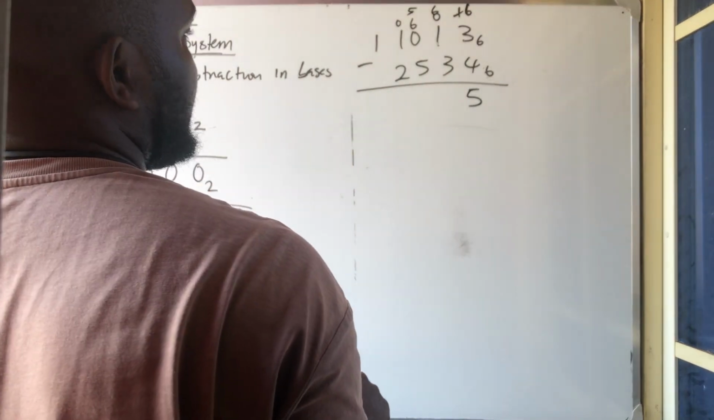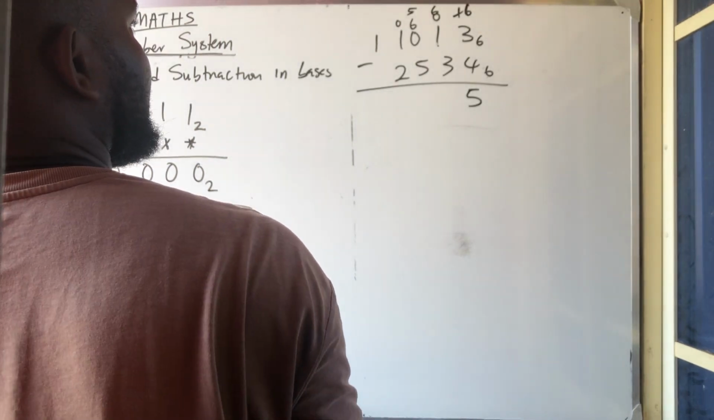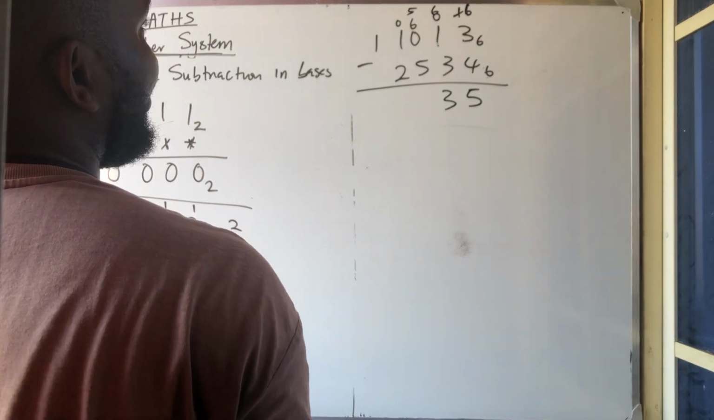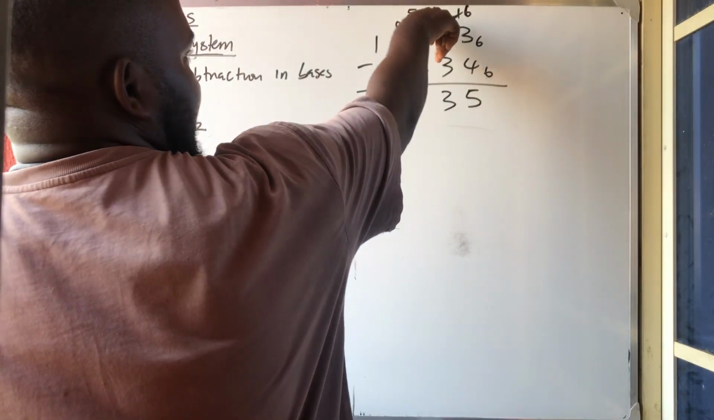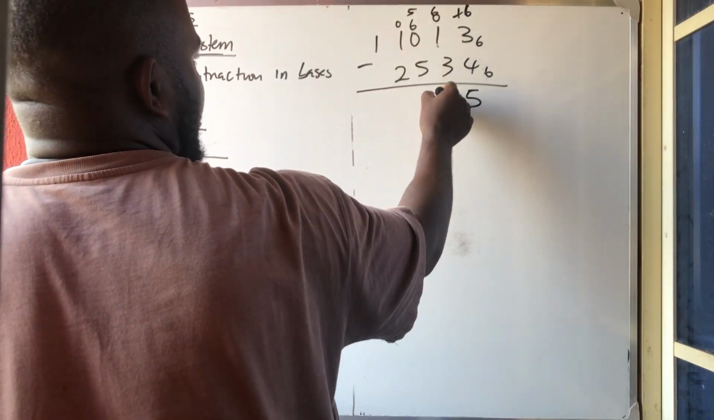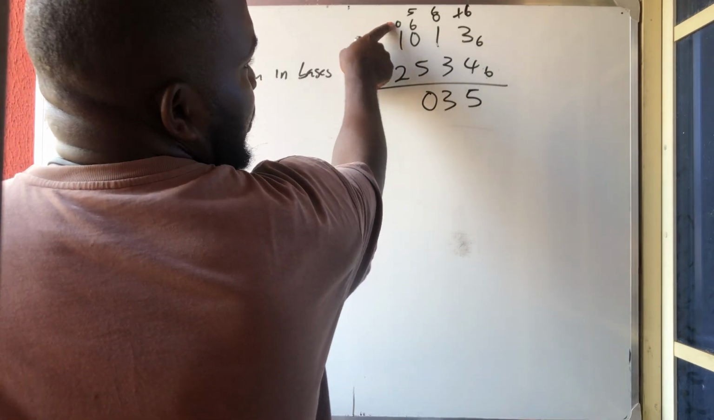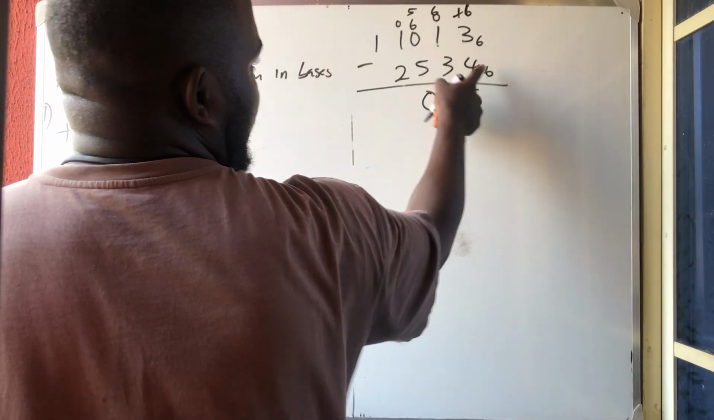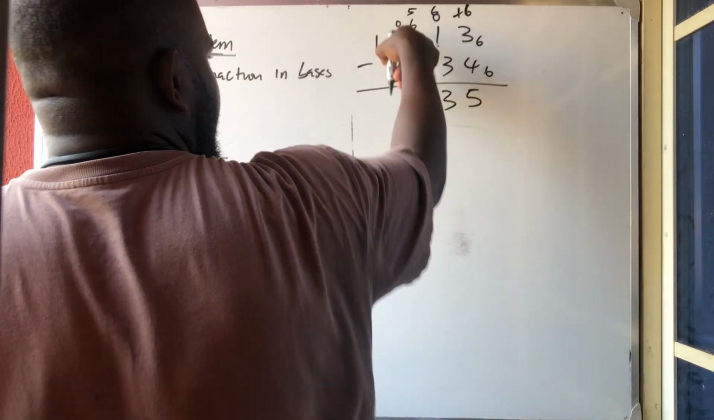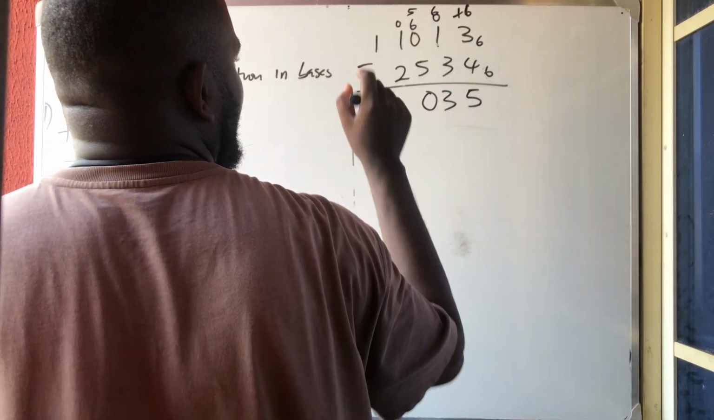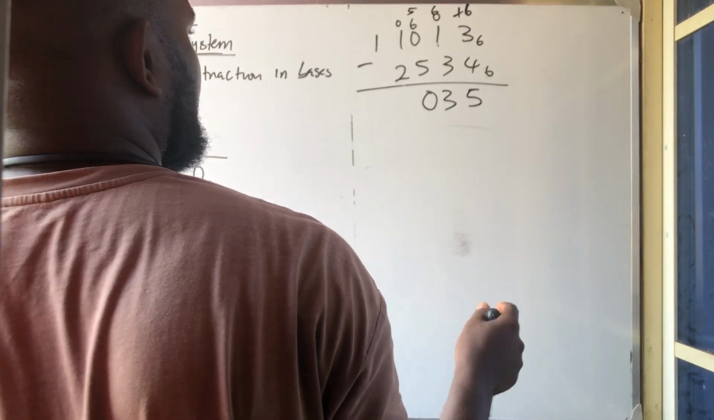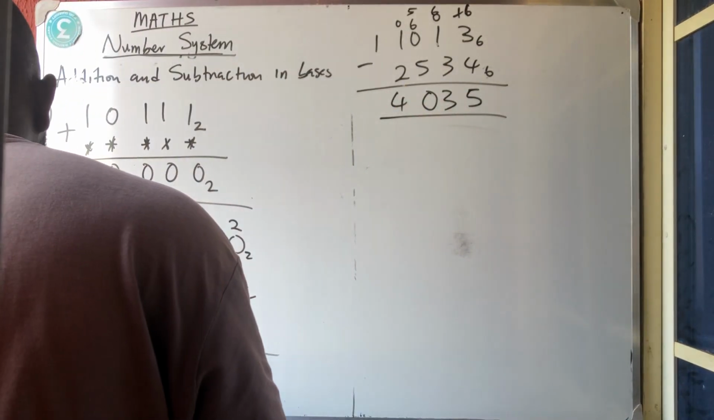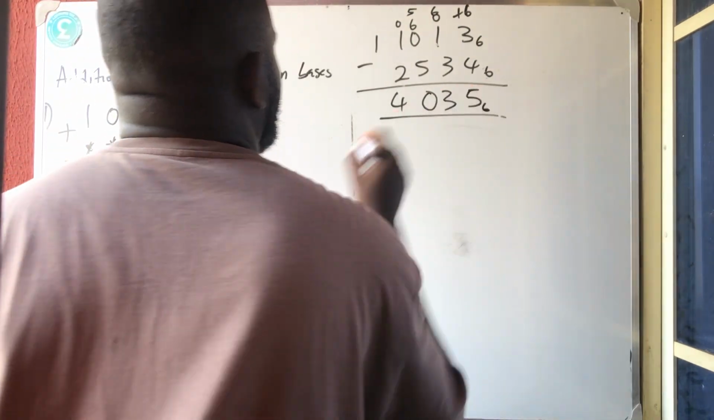6 minus 3. It's 3. So remember that what is remaining here is now 5. 5 minus 5 is 0. Correct. Now what is remaining here is 0. 0 minus 2 cannot go. You borrow 1 from here and call it 6. 6 minus 2 will give you 4. So this is my answer. 403 in base 6. Okay.